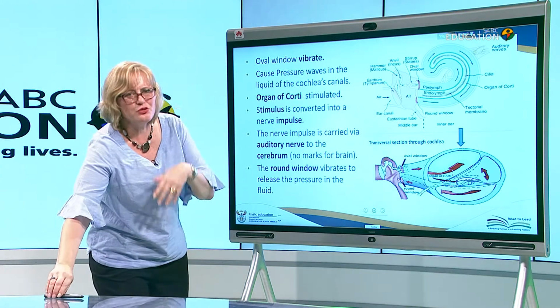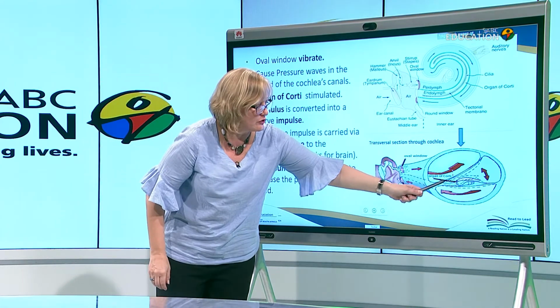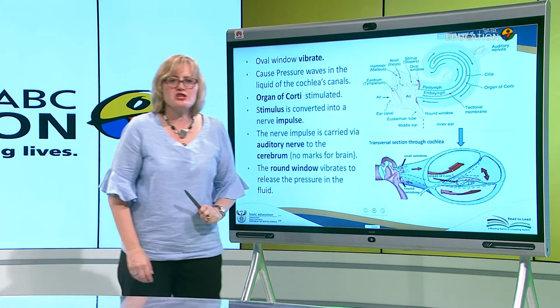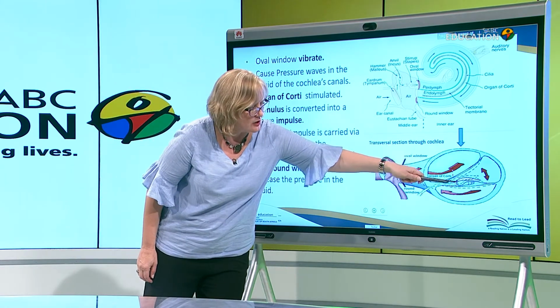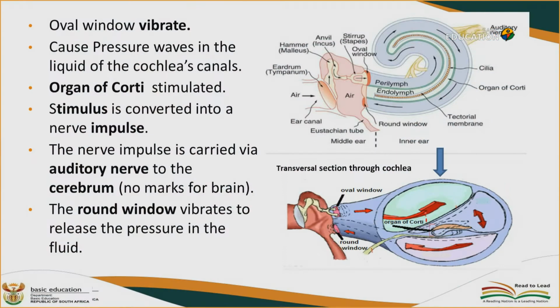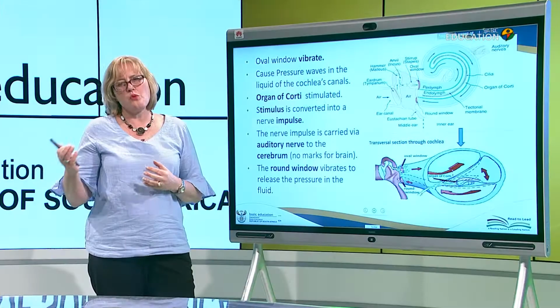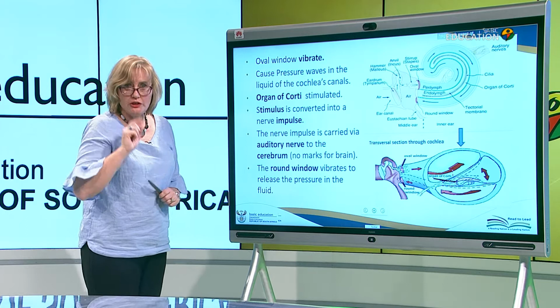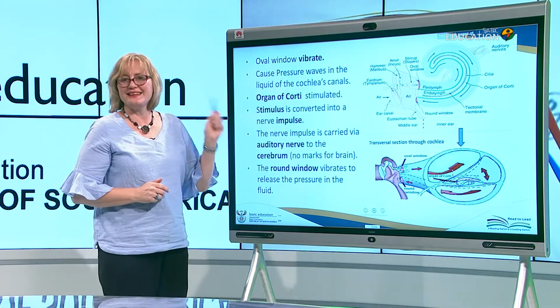Right, and just for interest's sake, this is the organ of Corti. That increase in pressure there forces it downwards, and that's where the stimulus is for the impulse to be made. But you do not need to know that. This detail was just for those learners who are a bit more curious. Let's see what you need to know. And this is what is asked in the exams.